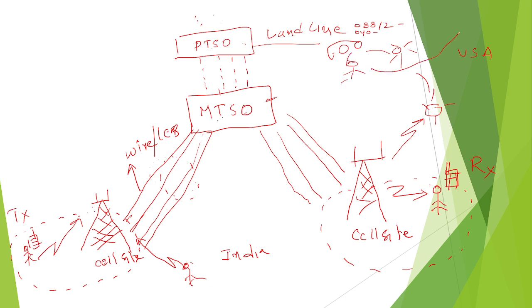From there, in USA the signal is received by the MTSO, mobile telephone switching office, and from there the user's received signal address will be found by the MTSO. From that, the signal will connect to the receiver. Like this, the communication between transmitter and receiver goes on in a basic cellular system. Thank you.